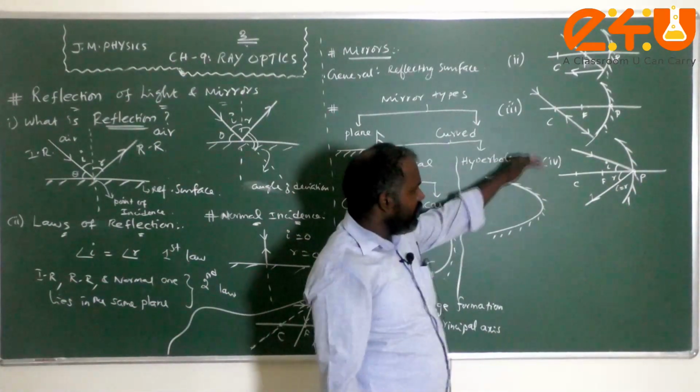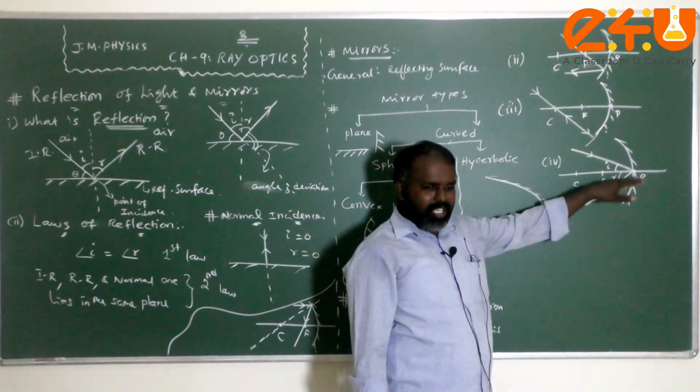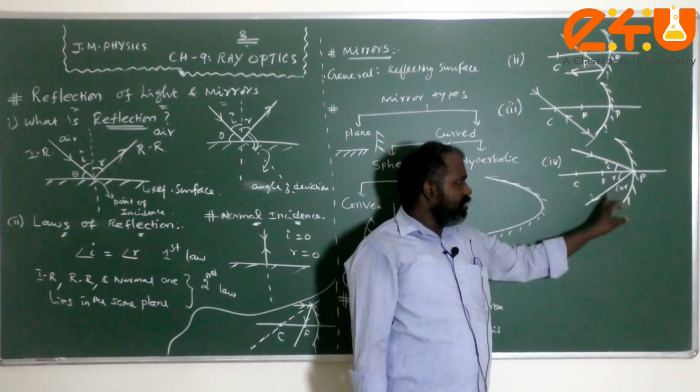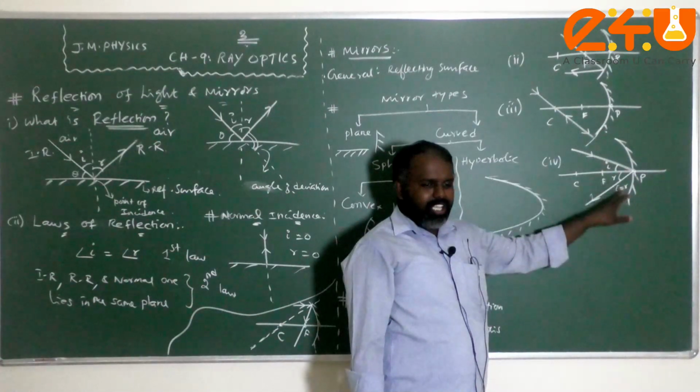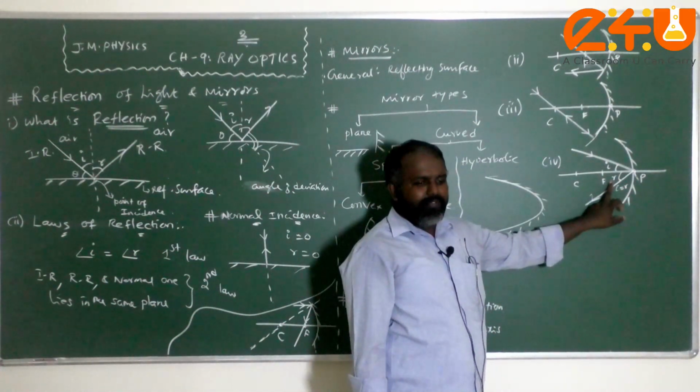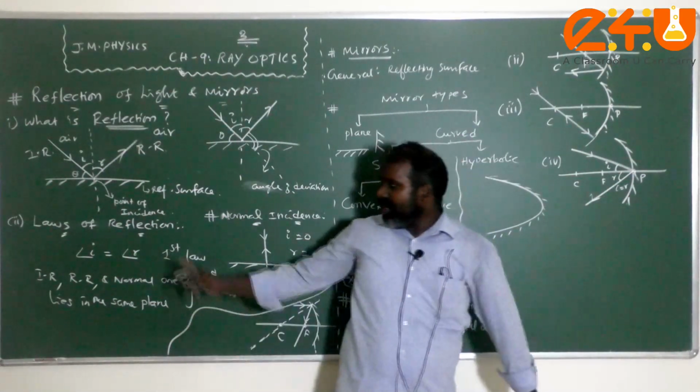If the incident ray makes an angle with the principal axis, after reflection the reflected ray also makes the same angle. That is, angle of incidence equal to what, children? Angle of reflection, based on the laws of reflection.